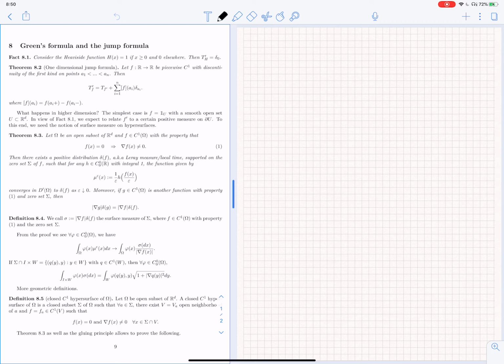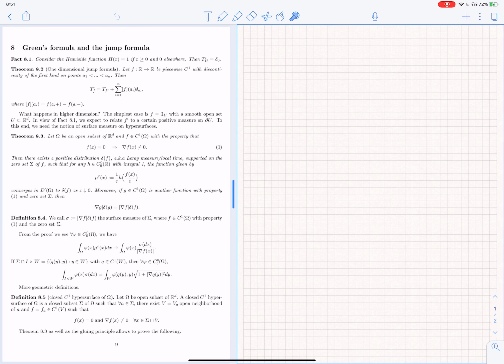Hello everybody. In this lecture, we are going to cover Green's formula and the jump formula. So let me start with a simple fact. We consider the so-called Heaviside function, H(x) equals 1 if x is positive, 0 if it is negative. Then we can try to compute the derivative of this Heaviside function in the sense of distribution, and we are going to obtain a Dirac mass. So let me just verify quickly this fact.